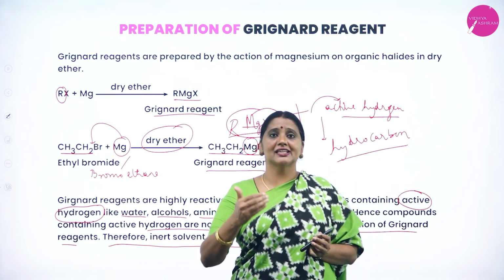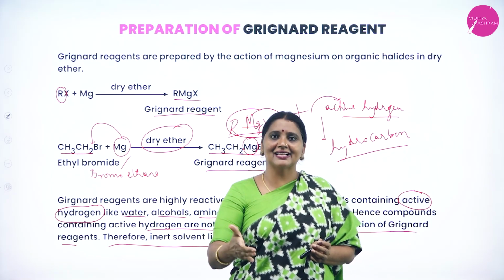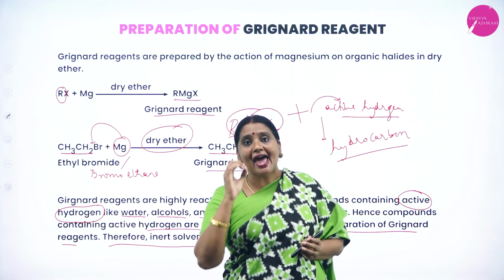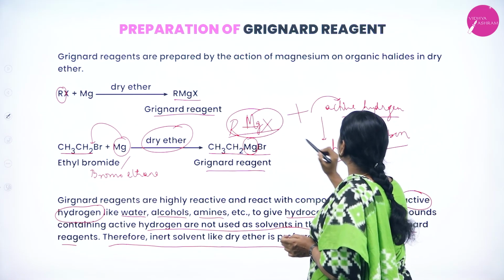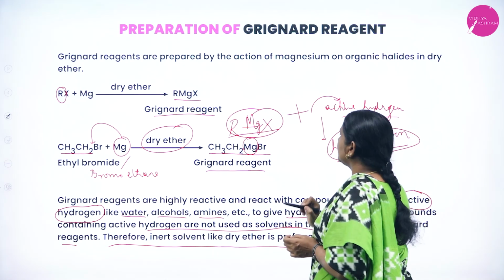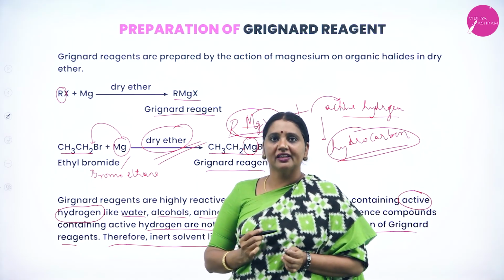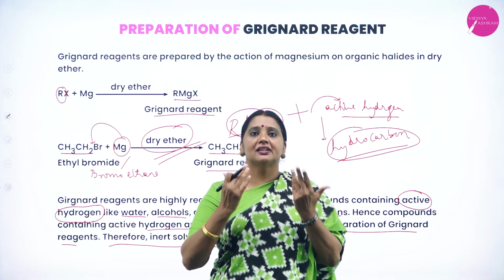Why do you have to use dry ether? If you use other solvents like water, alcohol, acid, amines, they contain which type of hydrogen? They contain active hydrogen. This active hydrogen reacts with a Grignard reagent and it will form a hydrocarbon. Due to that reason, we have to use dry ether. One mark, very important question: name a solvent which is used in Grignard reaction. That is dry ether.